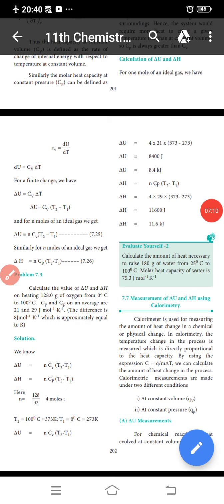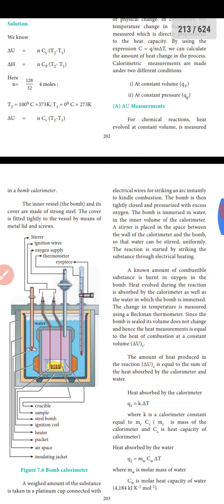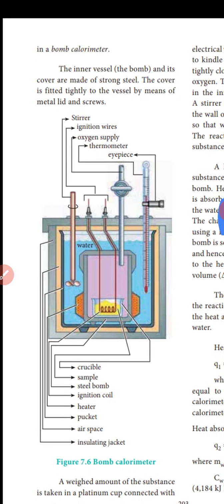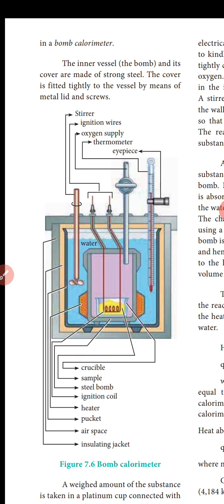The next topic is the measurement of del U and del H using calorimetry. There are two different conditions of calorimetry: the first one is constant volume and the second one is constant pressure. The first one is the bomb calorimeter for del U measurement, and the coffee cup calorimeter for del H measurement. First, the del U measurement, the internal energy measurement: the heat evolved at constant volume is measured.